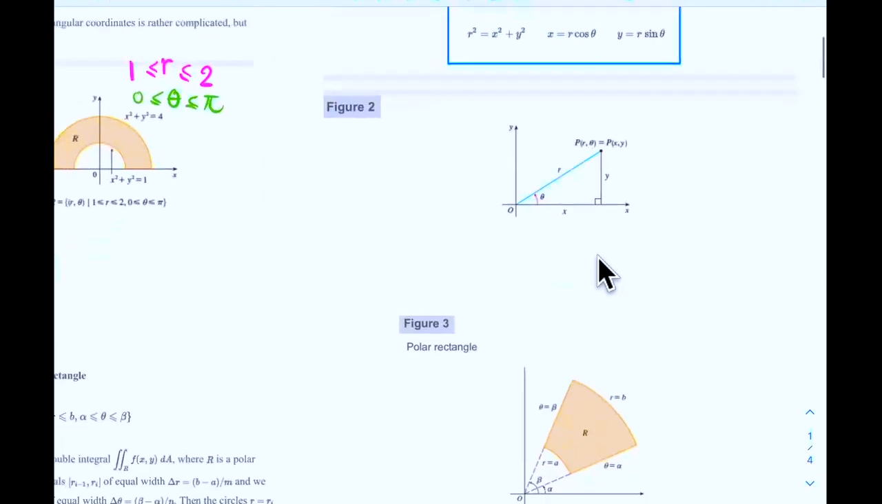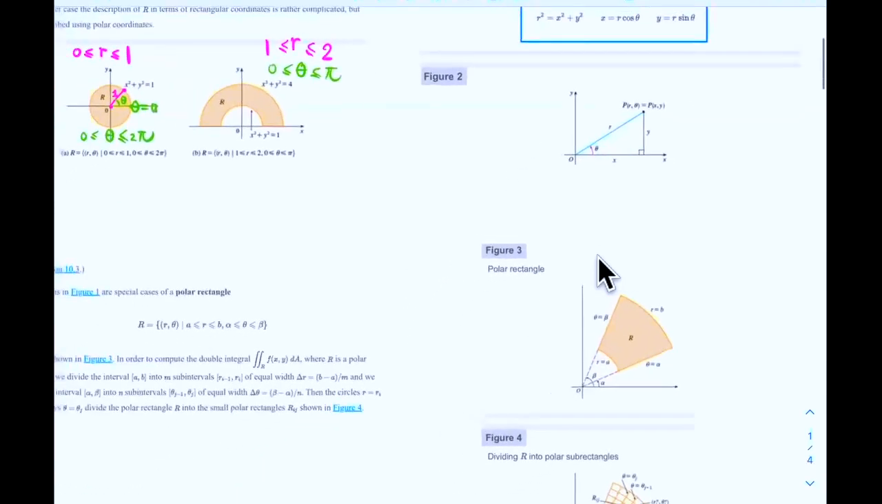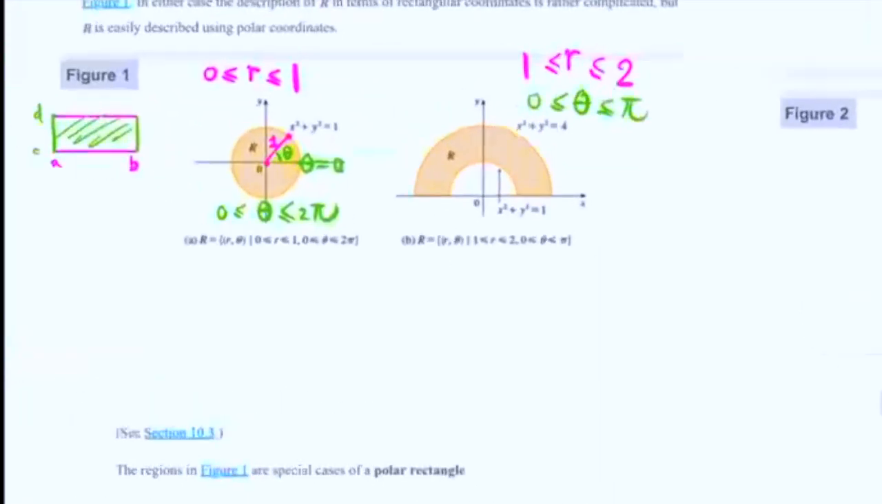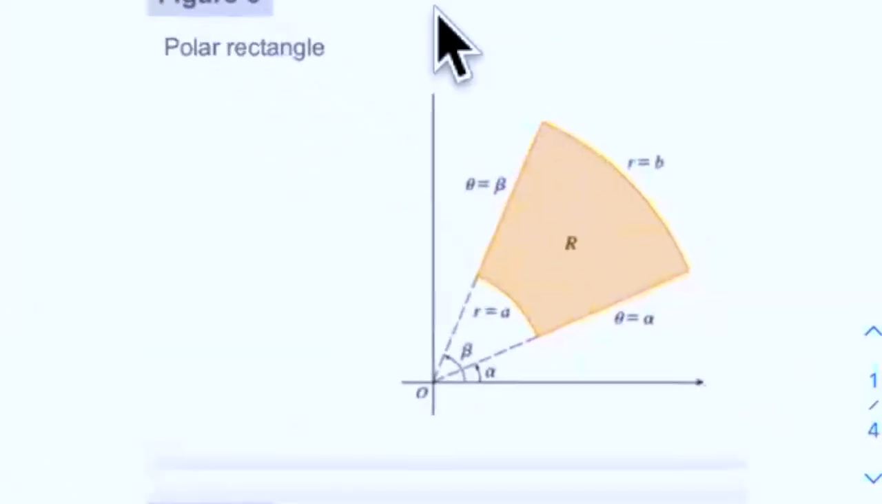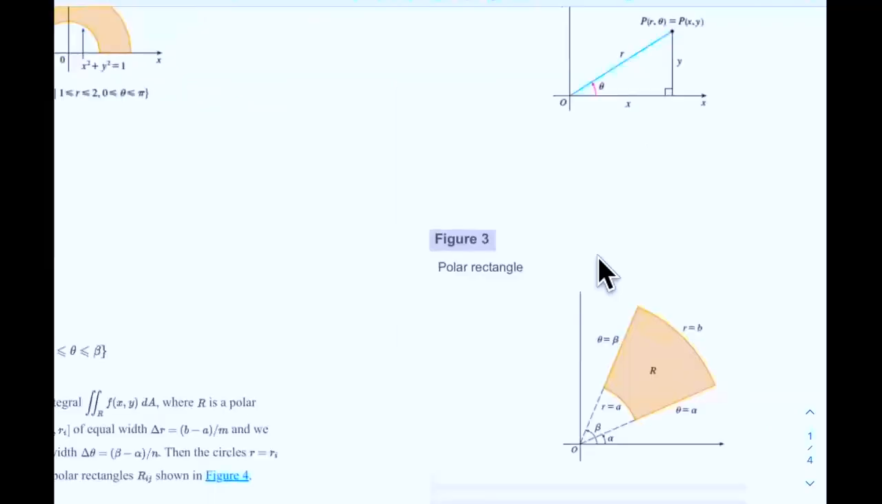Now after this, I just said that it's a circular rectangle. It's actually called a polar rectangle. Okay, I take it back. So the right way to say that is polar rectangle.